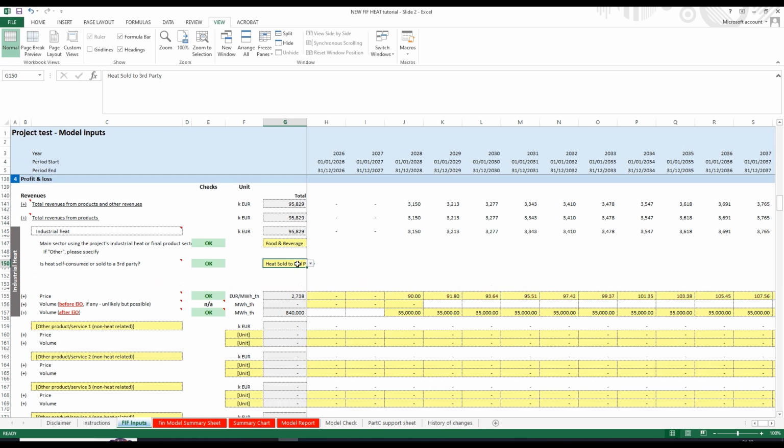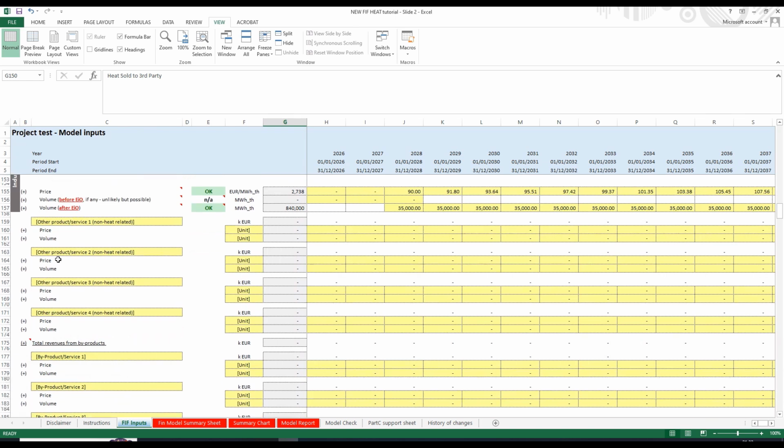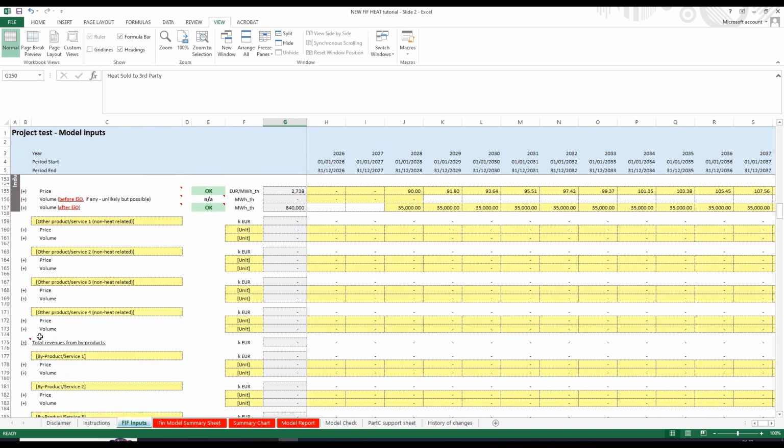If relevant, you may also insert volumes produced before the entry into operation date. If the project intends to sell heat to multiple off-takers, provide the detailed breakdown in a supplementary sheet, as this section only allows aggregated values for heat volumes and prices. The rows below are reserved for additional revenues that are not related to heat. Do not enter heat volumes or prices in these rows.